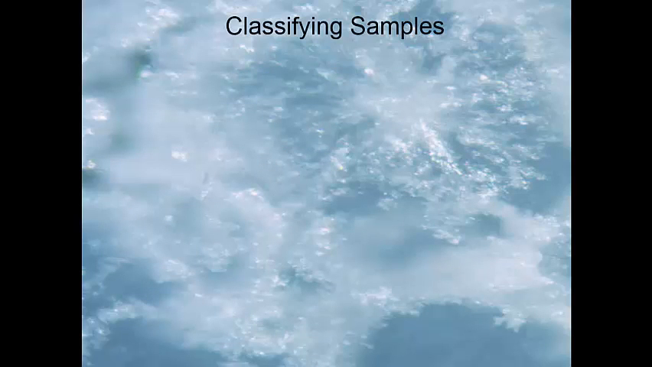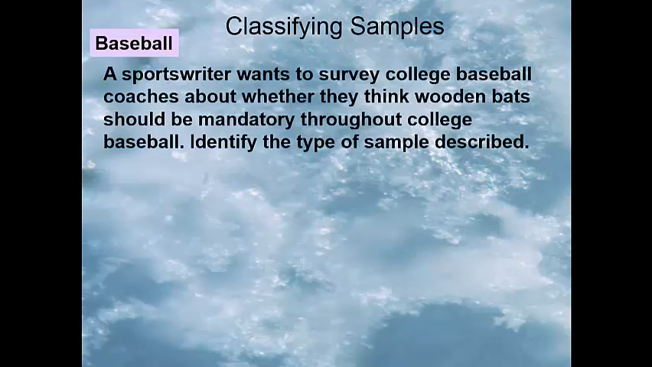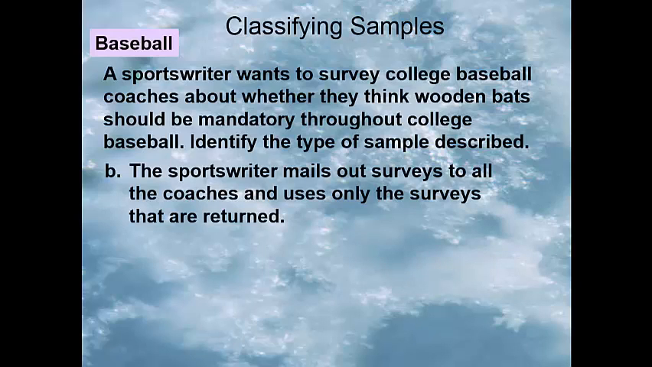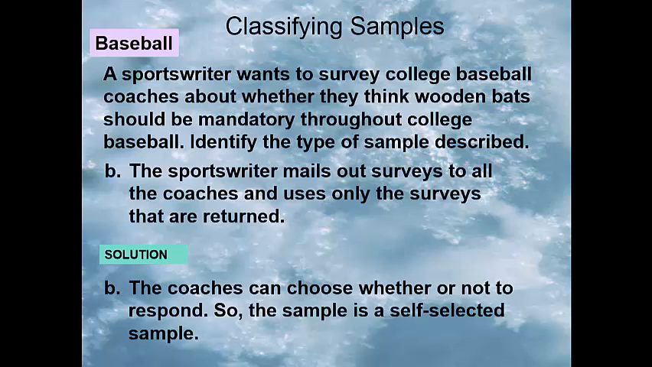So read the question always to determine which sample is which. Another example. A sports writer wants to survey college baseball coaches about whether they think wooden bats should be mandatory throughout college baseball, and identify the type of sample. The sports writer mails out surveys to all the coaches and uses only the surveys that are returned. So part B is a self-selected sample because the coaches can choose whether or not to respond. So they choose to respond or not.